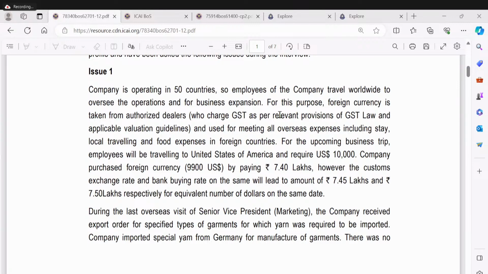For the upcoming business trip, the employees will be traveling to the United States of America and require US dollars 10,000. The company purchased the foreign currency. Now they required $10,000.